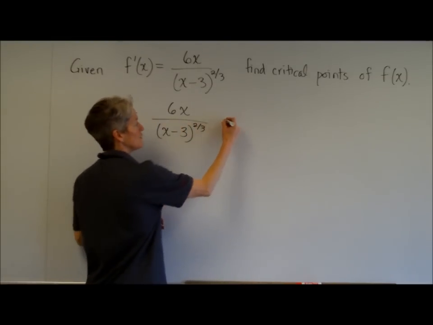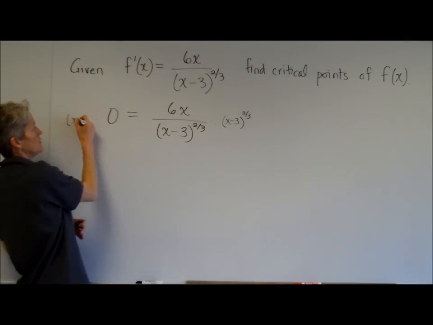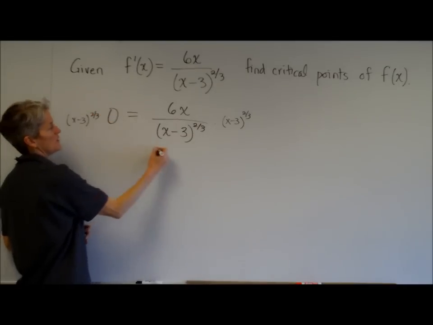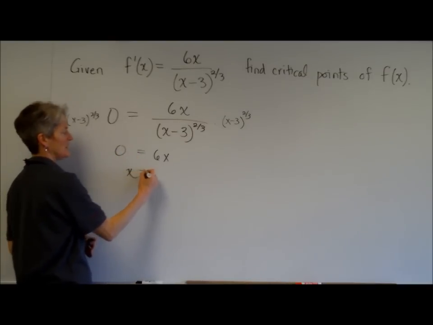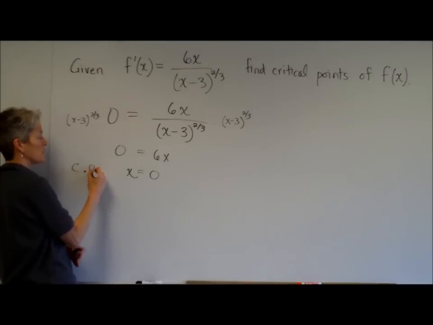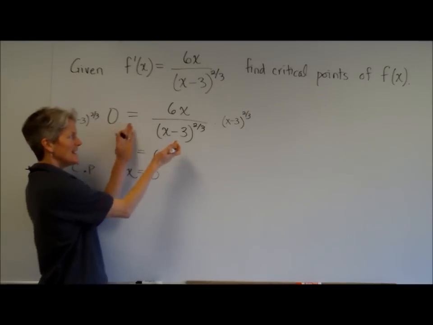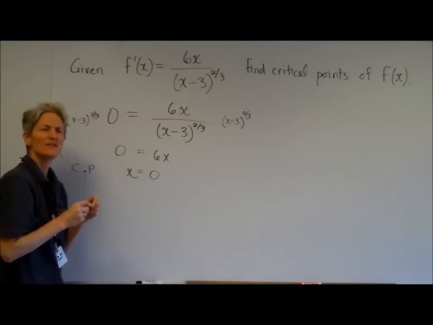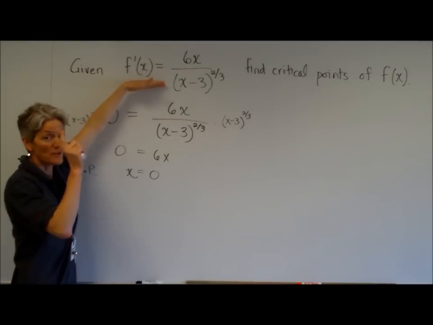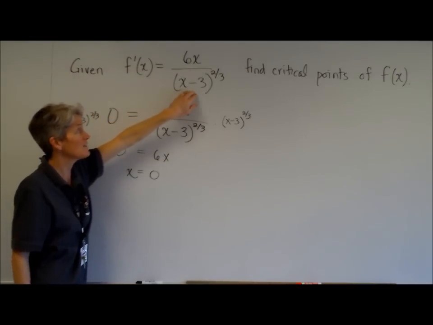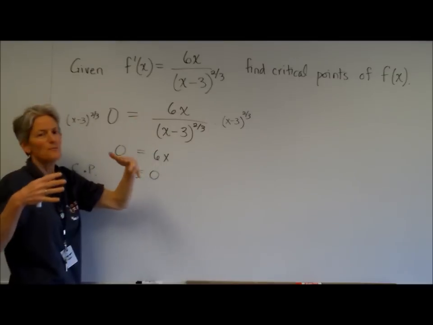But if you like doing algebra, you can just multiply both sides by the denominator. Then you have 6x equals 0, and so x equals 0. So that's one of my critical points. But now I have to go back and figure out where the slope is undefined. As soon as you see a denominator, you have to be suspicious. Remember, we cannot divide by 0. Again, we could do some algebra, but why bother?